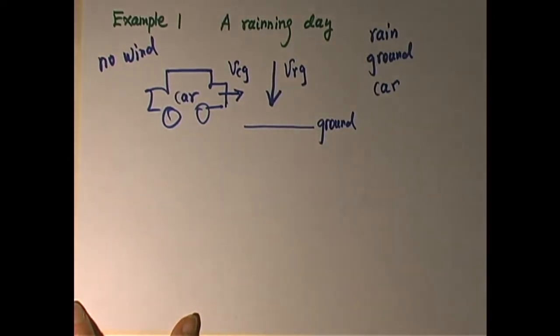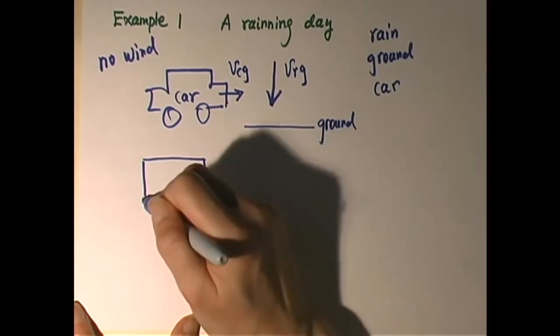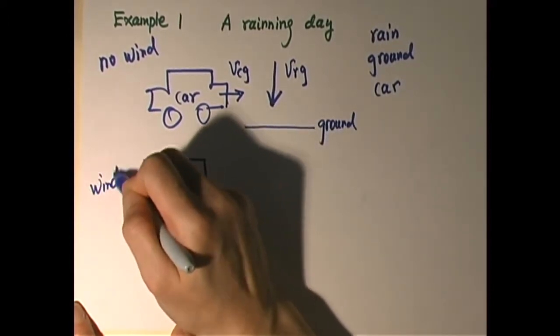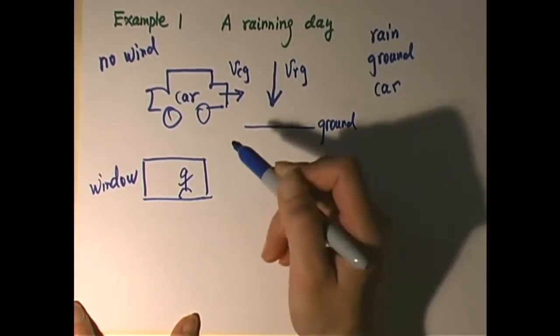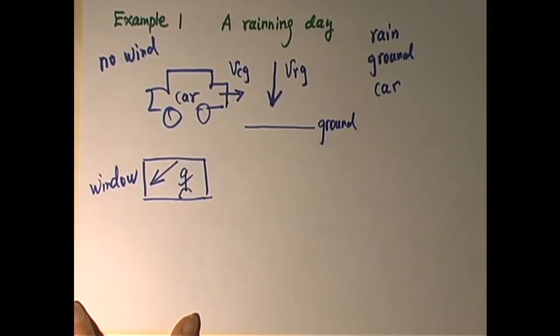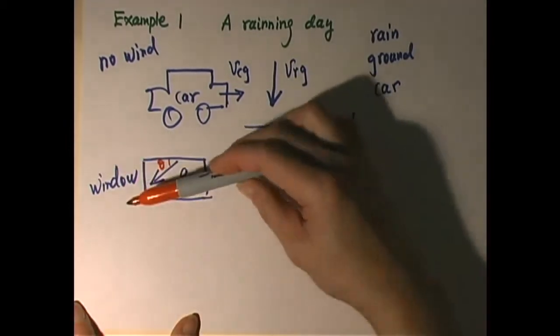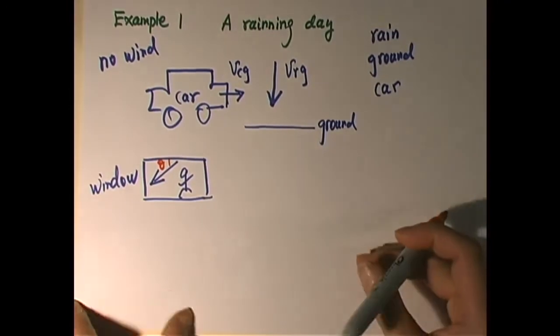Can you imagine if you drive your car, then you look at the window, what does the rain look like? The rain will not be straight down, it will be tilted. If this is the window and the car moves to the right and you are inside, the rain looks like that way, right? The faster you drive, the smaller the angle theta will be. The rain will tilt more towards the horizontal.